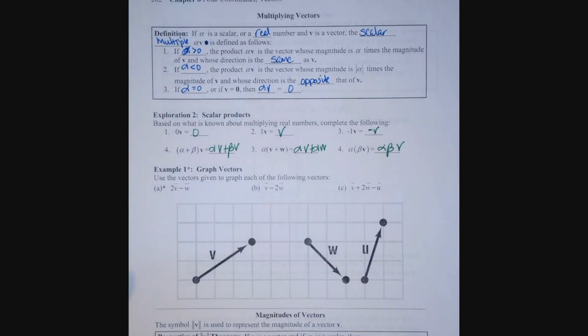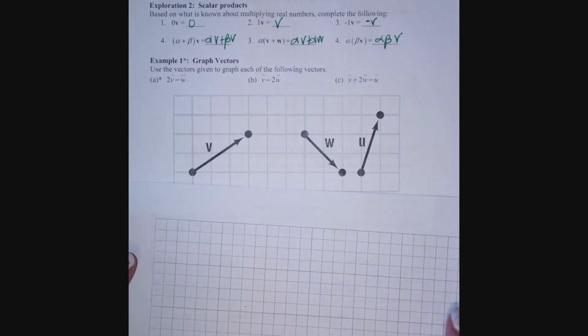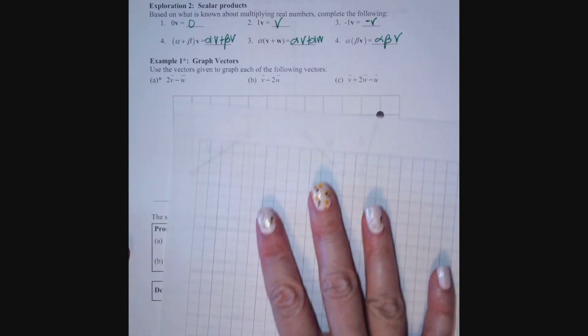Okay, we're going to graph these vectors. You're going to need a sheet of graph paper. Hopefully I included that with your guided notes. If I failed to do that, pause the video and go just print off a sheet of graph paper.